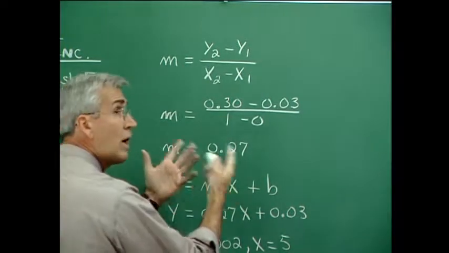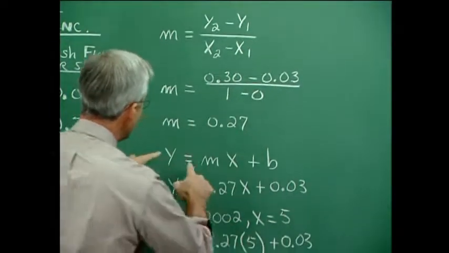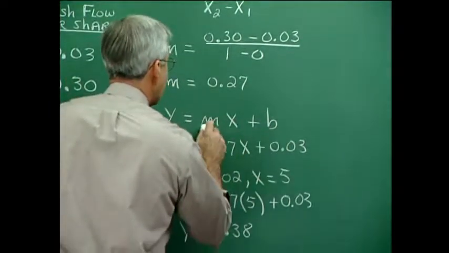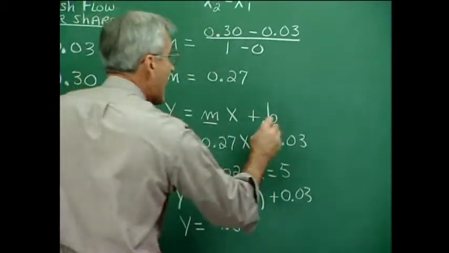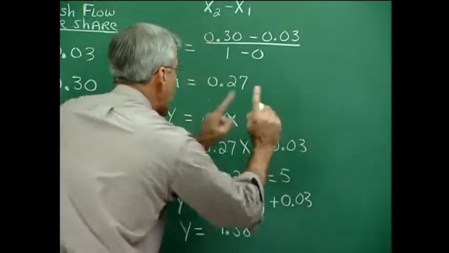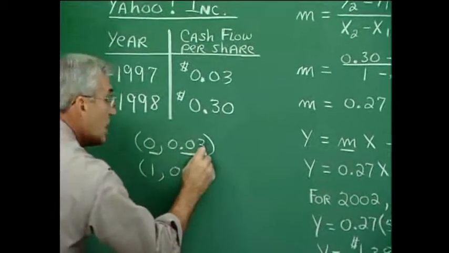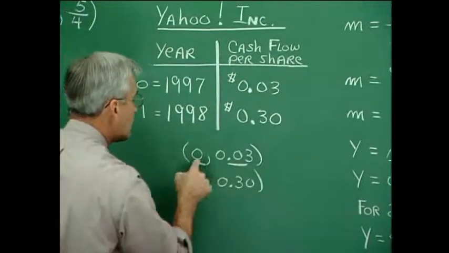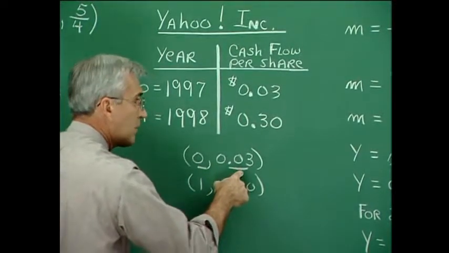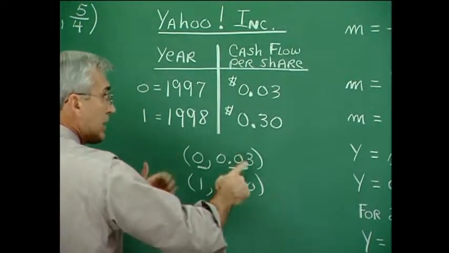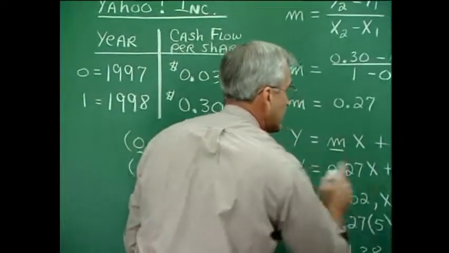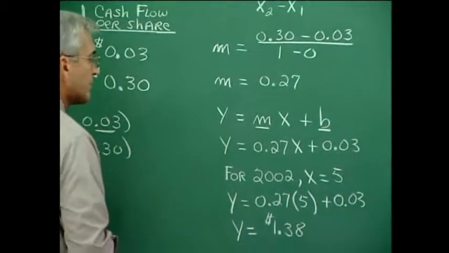Now let's go to the equation form. Well, gee, we can use this mx plus b because we have a slope. We calculated it right here. And we have the y-intercept, because we have the 0 and this number. So the y-intercept is 0.03. We replace b with 0.03 in our equation.